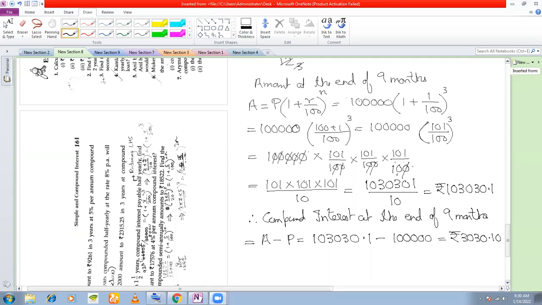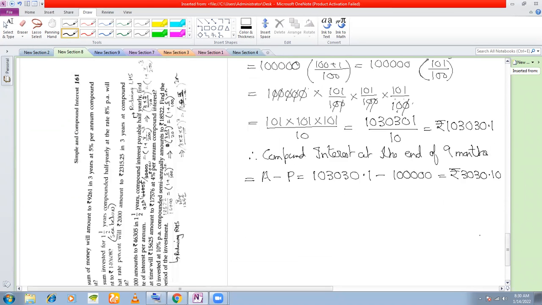Half yearly is sometimes written as semi-annually. So you can make a note here. Note number 1: half yearly is also written as semi-annually. Note these two phrases, they are synonymous. Whether they give you half yearly or semi-annually, the meaning is the same.